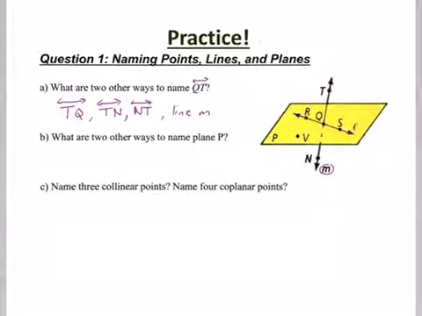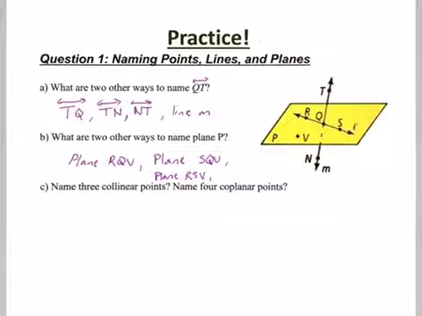What are two other ways to name plane P? Well, plane P is the yellow box here. So we need 3 points, so we could say the plane symbol, I'm going to go ahead and I'll just write the word plane. So plane, let's say RQV, or we could say plane SQV, or in this case, plane RSV. And I mean, there are others, so let's just leave it there for right now. We've named a few. We just want to make sure we're choosing points that lie in the plane.